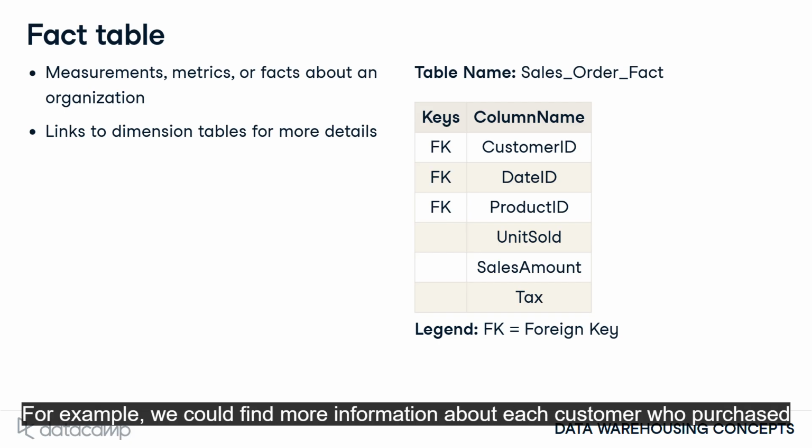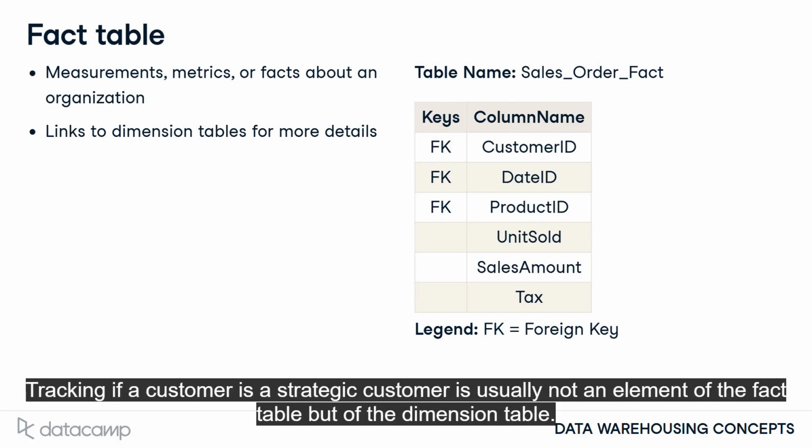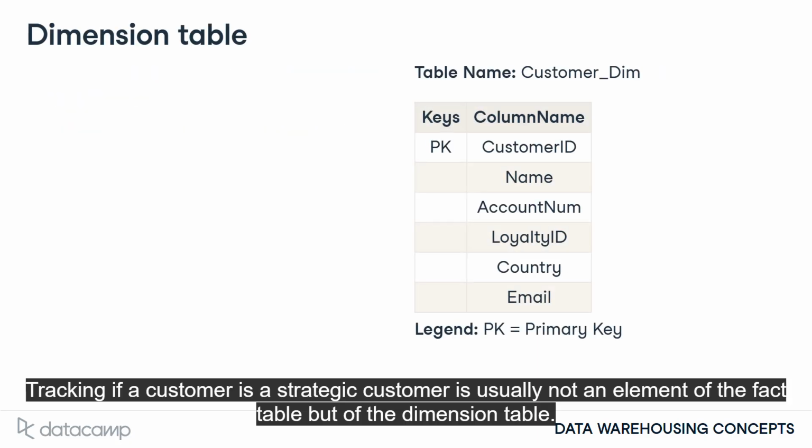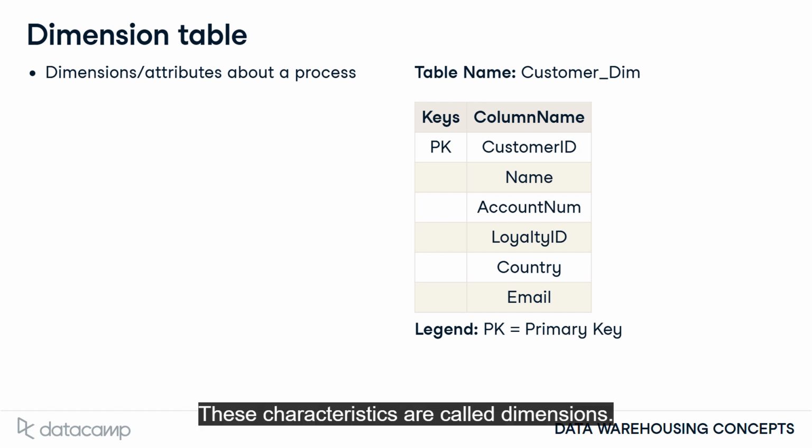For example, we can find more information about each customer who purchased an item by joining the sales order fact table to the customer dimension table. Tracking if a customer is a strategic customer is usually not an element of the fact table, but of the dimension table. Dimension tables contain attributes and characteristics that describe the data in the fact table. These characteristics are called dimensions.